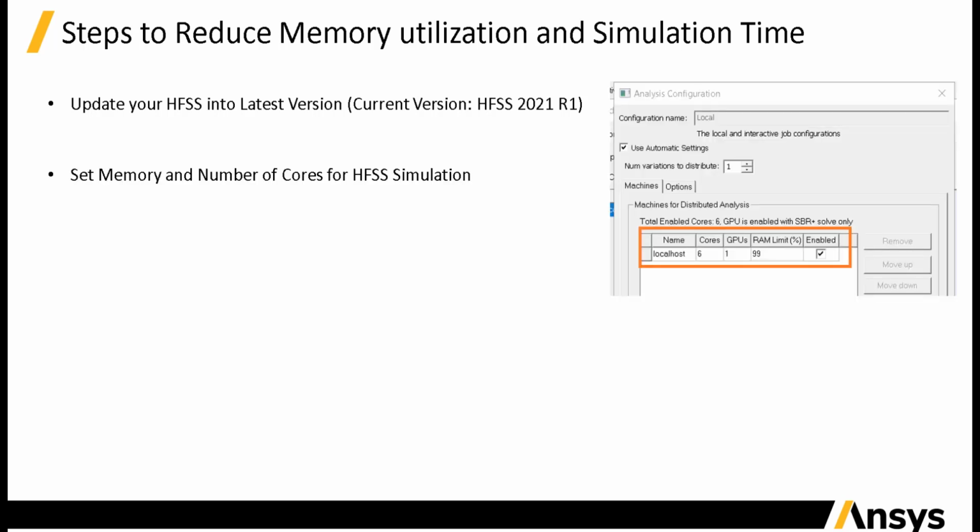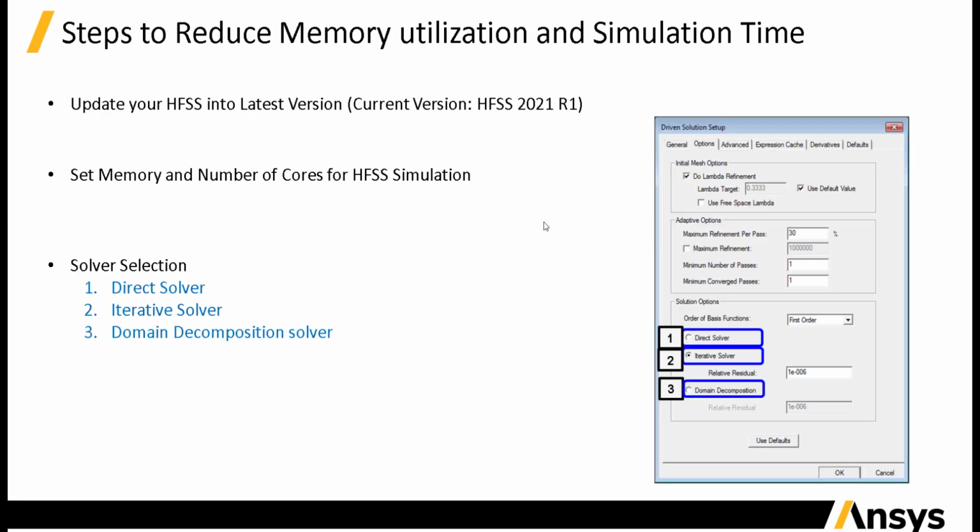Second, I'll show you a demo on how to set the number of cores. By default, HFSS may be setting only a single core for your simulation. Depending on the available cores, you can set the number of cores. You can also set the RAM limit. By default, it is 90, so you can increase the RAM limit up to 99%.